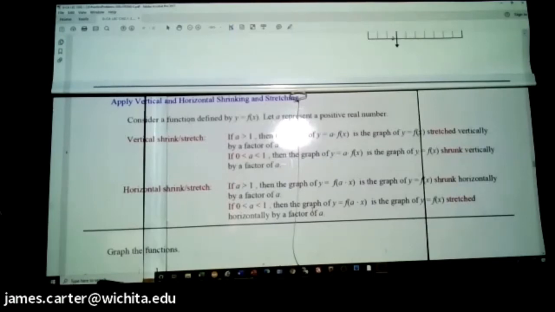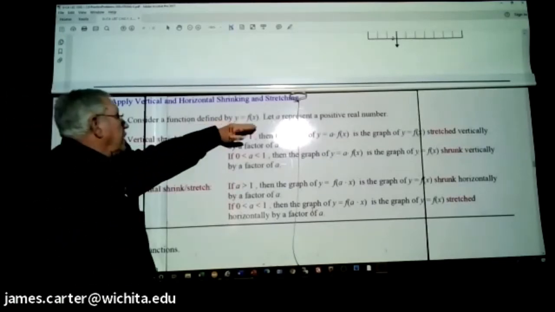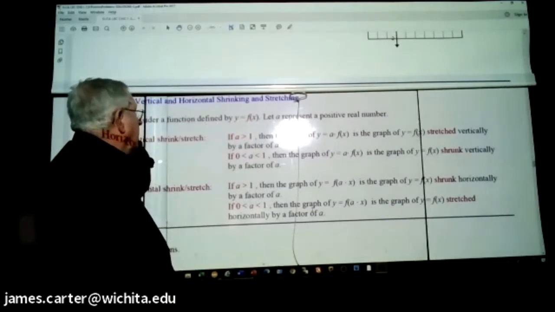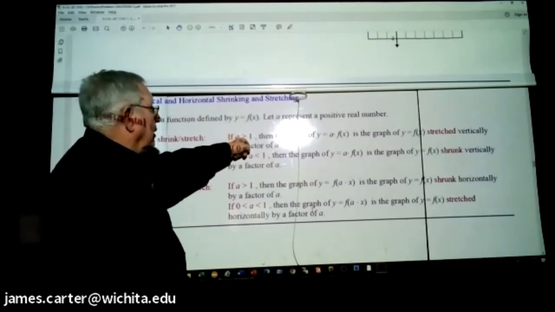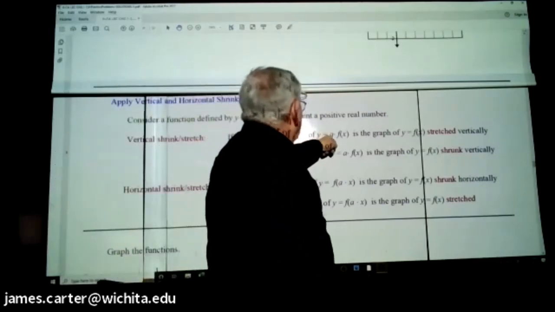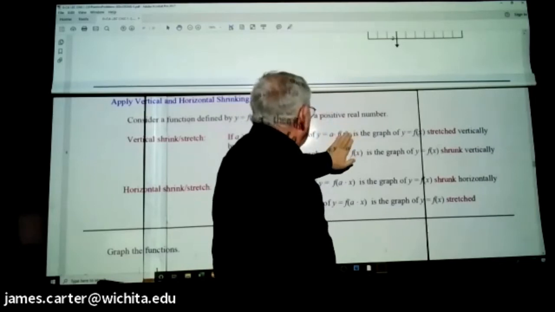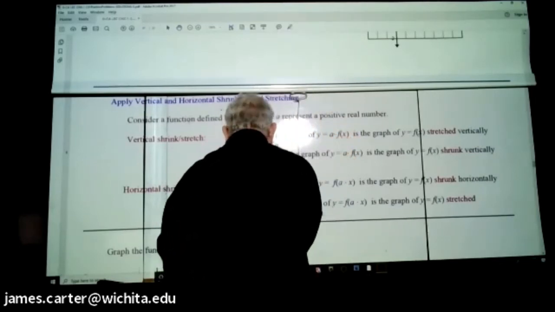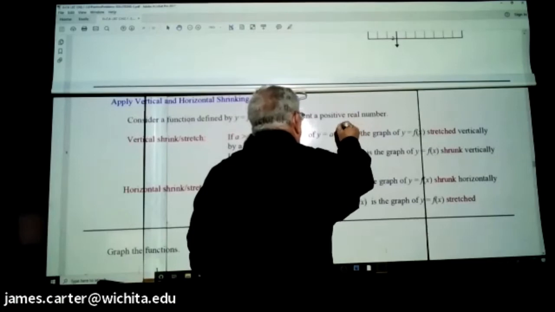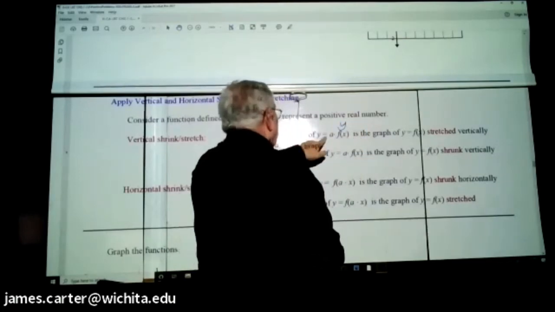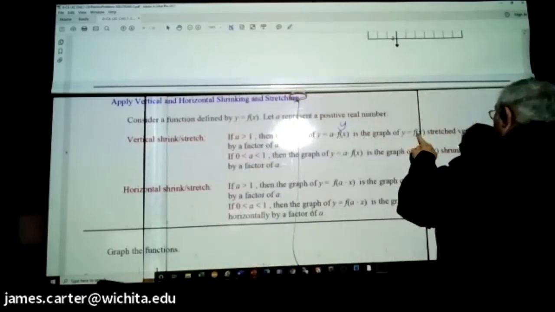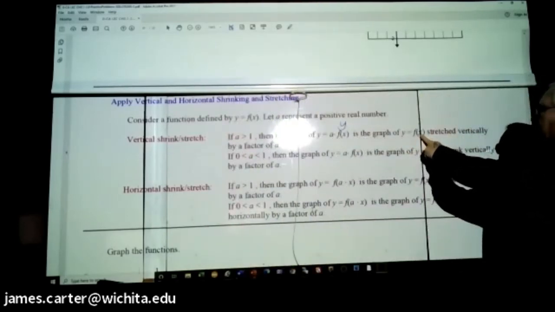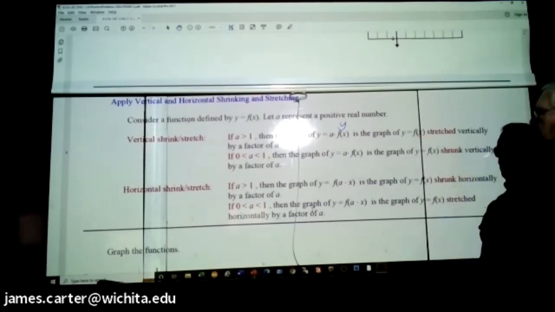Okay, stretching. If you've got an equation, y equals f of x, and you pick some positive number a that is bigger than 1, okay? If you take a times the y value, remember f of x is y, then that's going to make it steeper.